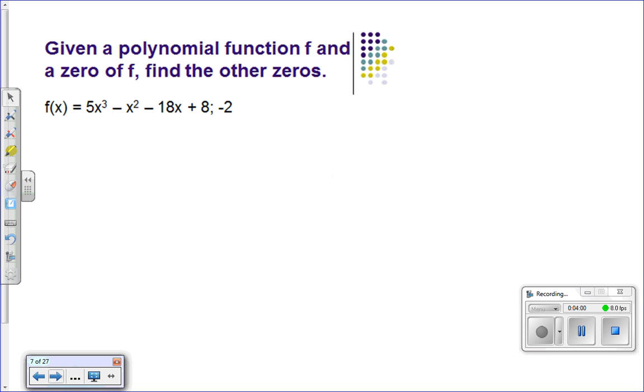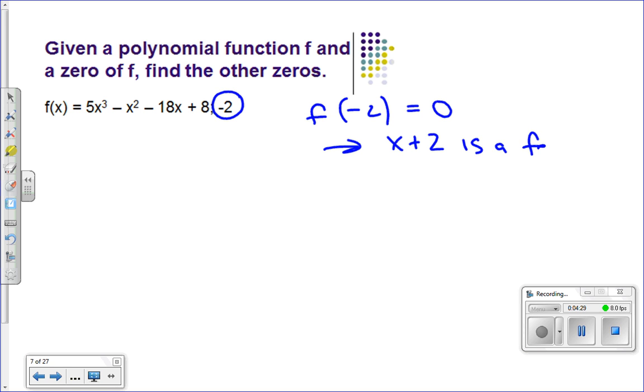One way we can start this is by giving us a starting point. It says, given the polynomial function and a 0 of f, find the other zeros. So I know that negative 2 was a 0. Another way of saying that is f of negative 2 does equal 0, which is an x-intercept. So if I know that negative 2 was a 0, that tells me that x plus 2 is a factor. Which tells me if I take p of x, f of x in this case, and divide it by x plus 2, I should get a remainder of 0.